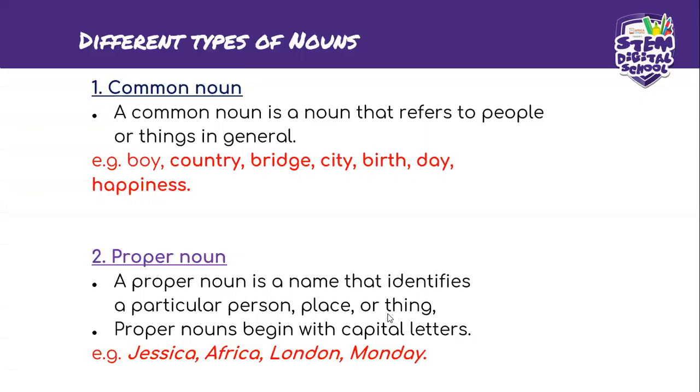Okay, remember that common nouns were referring to people, places, or things in general. But with a proper noun, all those people, places, and things are identified particularly with a particular name. So that name is a proper noun. And the thing about proper nouns is that we begin them with capital letters.